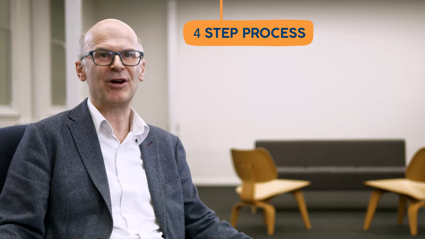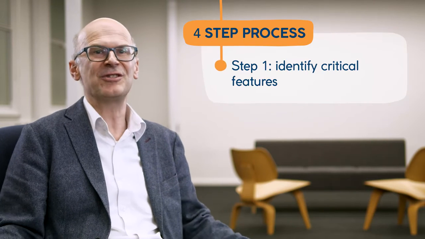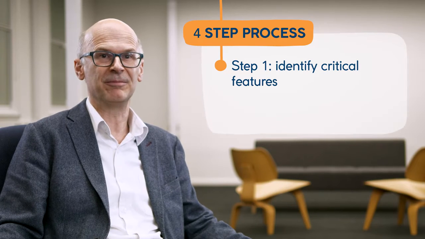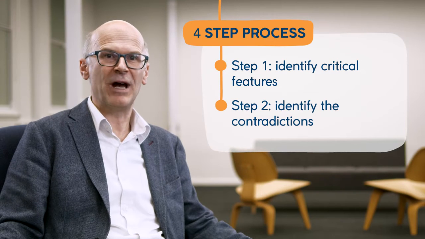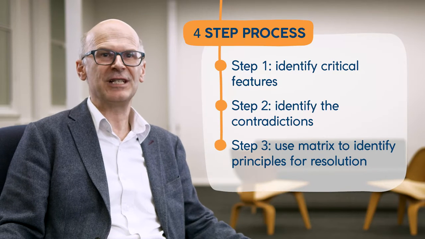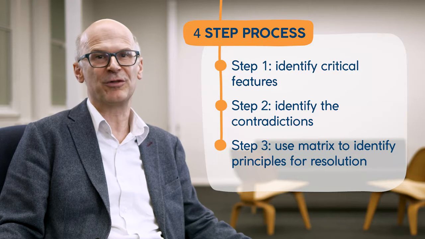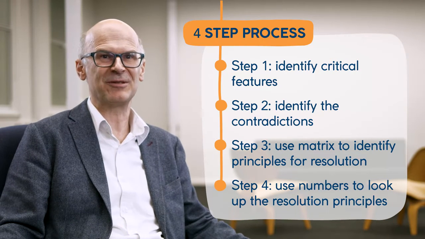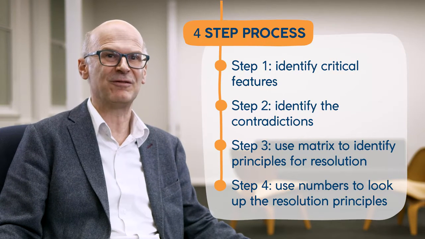A 4-step process can be followed for using the Contradiction matrix. Use the 39 parameters to identify critical features in the problem. Identify the contradictions between the parameters where one causes problems with another. Use the Contradiction matrix to identify principles that can be used to resolve the contradictions. Use the numbers from the Contradiction matrix to look up resolution principles and use these principles to find solutions to the problem.